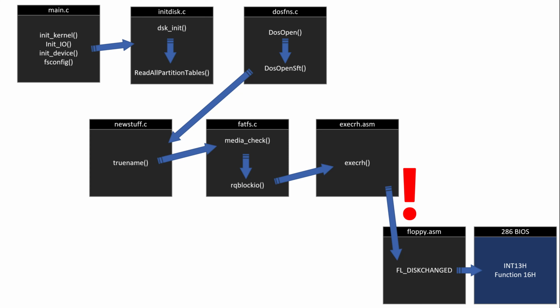And DOS OpenSFT gets me to this routine called TrueName, which calls media check, which calls RQ block IO, which gets me to execrh. And that is where I believe what should be happening is within that, it's supposed to jump down, I think, to this floppy.asm and hit up an FL disk changed to check the status if my disk has changed or not.